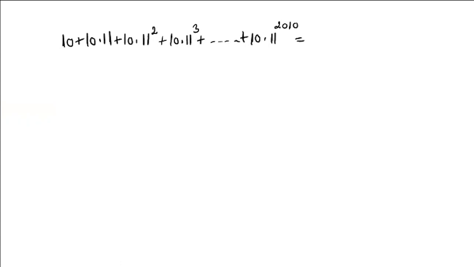Welcome back to MATLAB. In today's video, we are going to solve for x in an equation example using the replace number method: 10 plus 10 multiplied with 11 plus 10 multiplied with 11 to the second power plus 10 multiplied with 11 to the third power plus, and so on until we have 10 multiplied with 11 to the power of 2010, equals x to the power of 2011 minus 1.